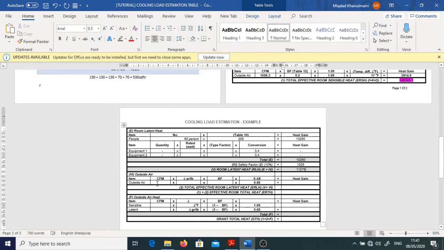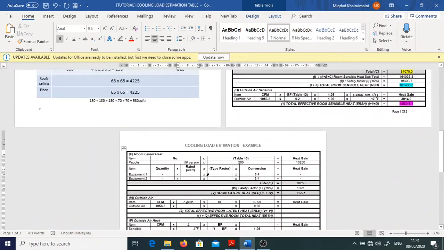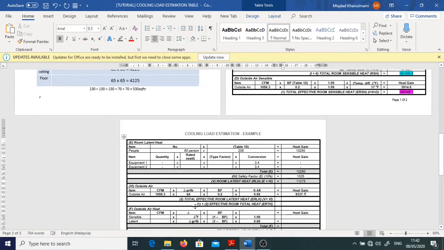Next is outside air latent. CFM is our highest CFM like before, 1056.3. So outside air CFM is the highest CFM. For delta grains per pound, our specific humidity, referring to our psychrometric analysis table, the delta is 64. So we fill in the value 64. For bypass factor, it is the same as before, 0.2. Then we multiply with the conversion factor and we can get the total here, 9,337.7.